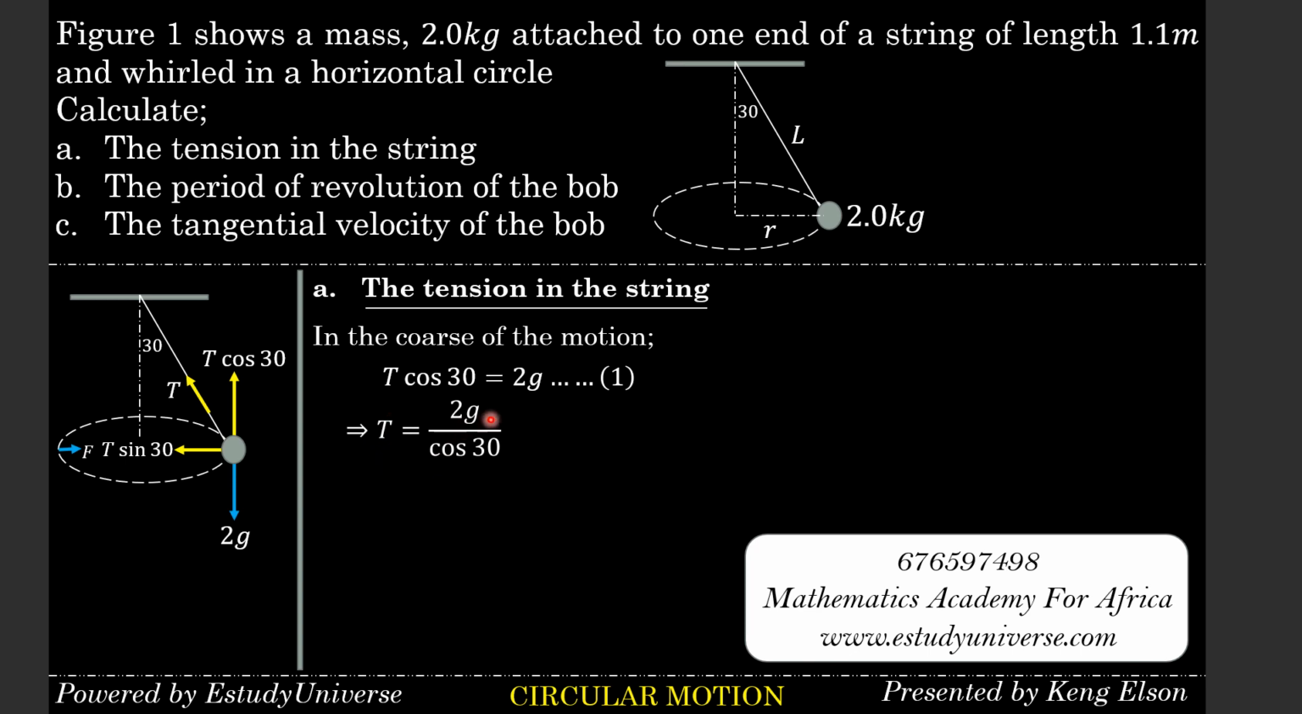So the tension is 2g divided by cos 30, and I just used 10 for g. So T becomes 2 times 10 divided by cos 30, which is root 3 on 2. You could also use 9.8. I think 9.8 is the best choice to use. It's just that when I was doing the solutions, I just put 10. That's why the answer is not simplified. So you could also use g to be 9.8.